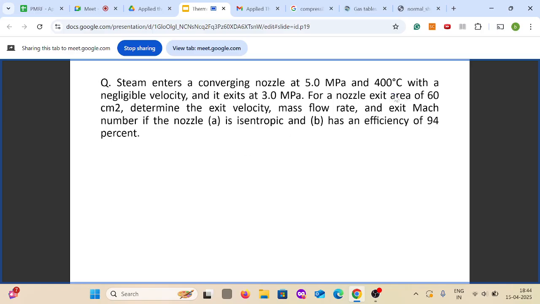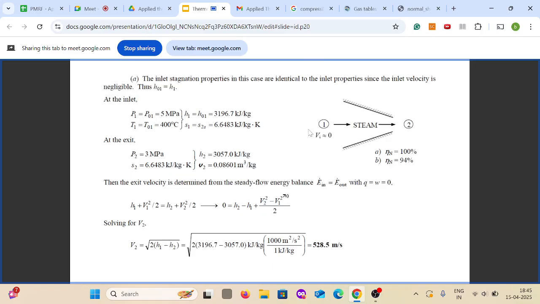So the nozzle exit area given is 60 centimeter square. We need to find out the exit velocity, mass flow rate, and exit Mach number for two cases. One, the nozzle being isentropic, and second, if the isentropic efficiency is 94%. So we'll see how to solve this.